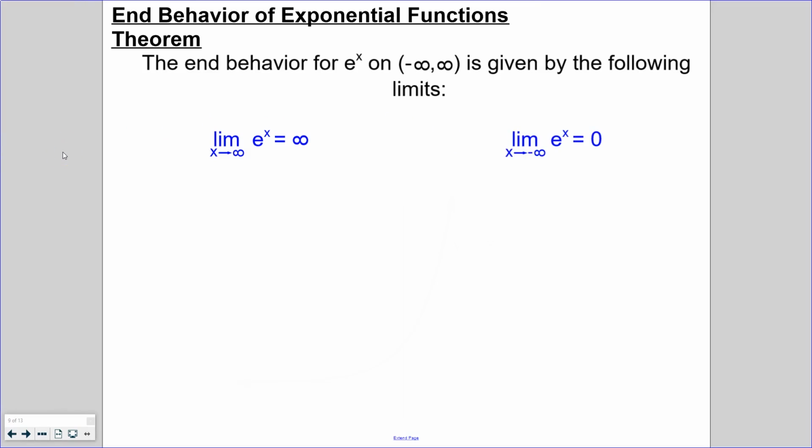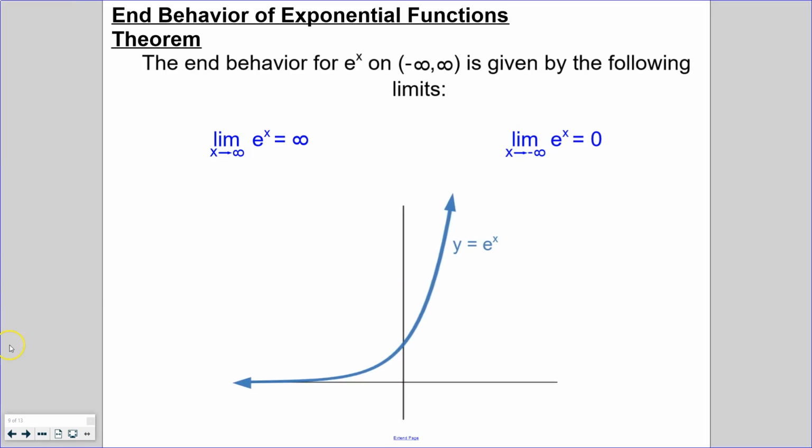And we can determine that these limits are true by looking at the graph of e to the x. So looking at the graph, we can see that as x approaches positive infinity, the height of our function, or the end behavior of this function, is going to approach positive infinity as well. And then as our x values go towards negative infinity, we can see that the height of our function, or the end behavior of the function, is approaching 0. So we are going to use these theorems to help us evaluate limits at infinity of exponential functions.